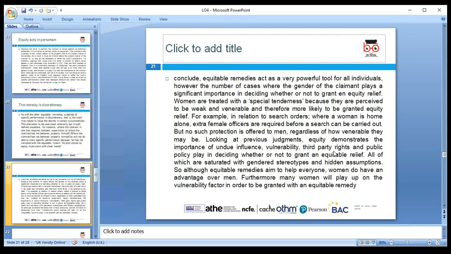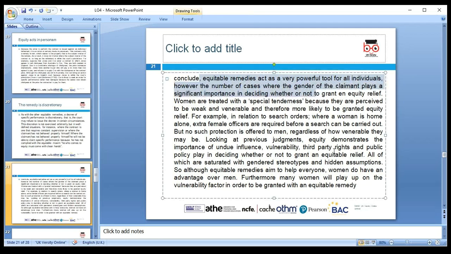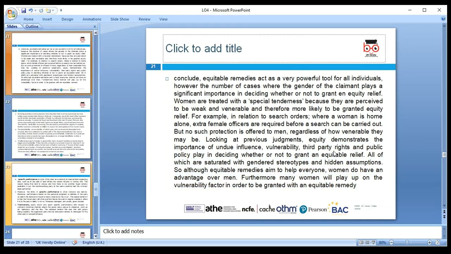Under this learning outcome, we can conclude that equitable remedies are a very powerful tool for individuals. In a number of cases, the gender of the claimant plays a significant role in deciding whether or not to grant equitable relief. Women are treated with special tendency because they are perceived to be weaker and more vulnerable in law. Looking at the previous judgments, equity demonstrates the importance of undue influence, vulnerability, and third party rights. This concludes what we studied earlier.